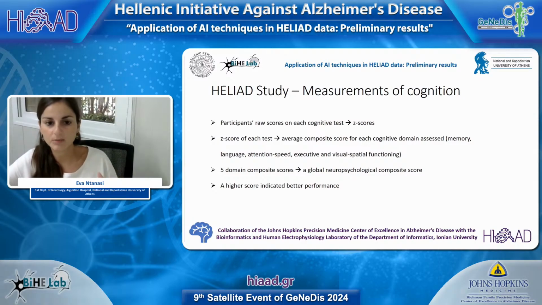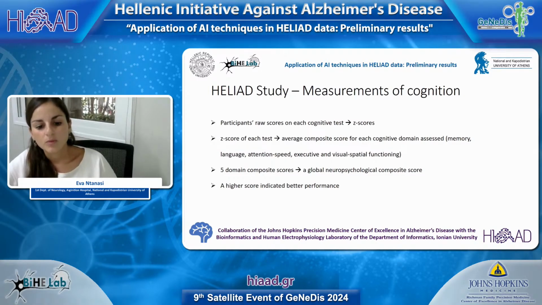In other words, for example, we have the z-scores from different tests that assess memory. And we group these z-scores and we produce an average z-score for memory. And we have done that also for the domain of language, for attention speed, executive function, and visuospatial function. So from all these z-scores that we had originally, we ended up with 5 main composite scores that refer to each cognitive domain.